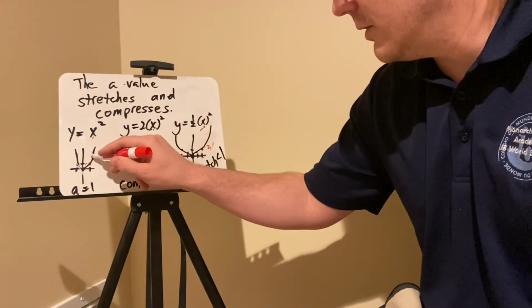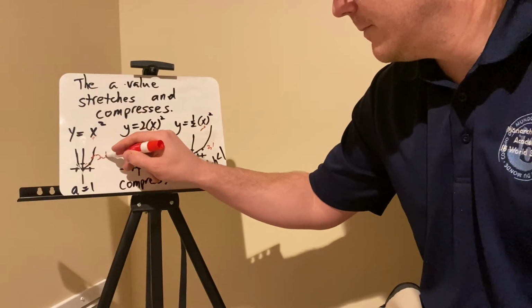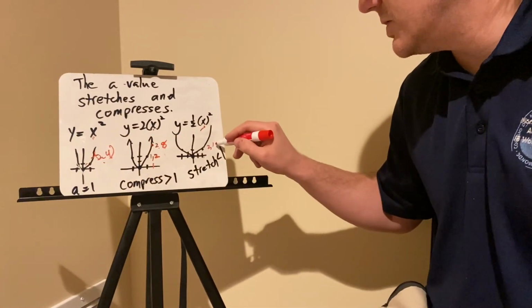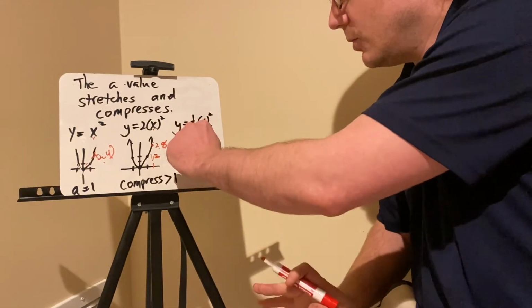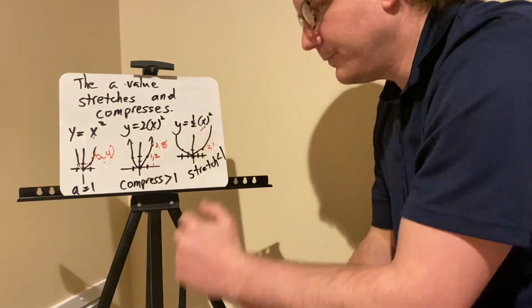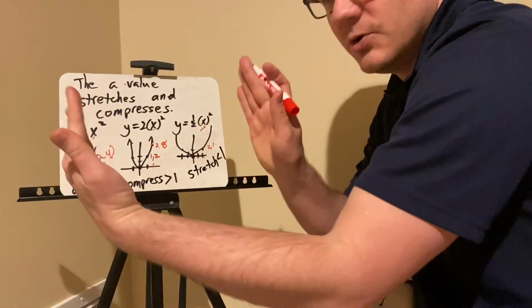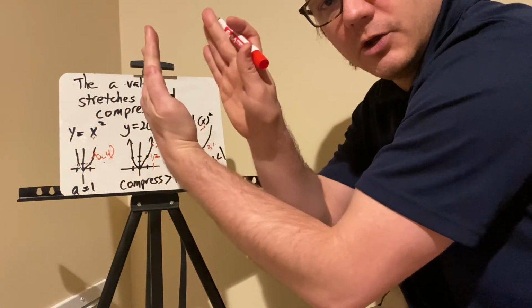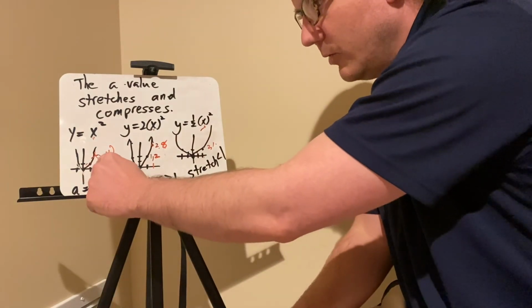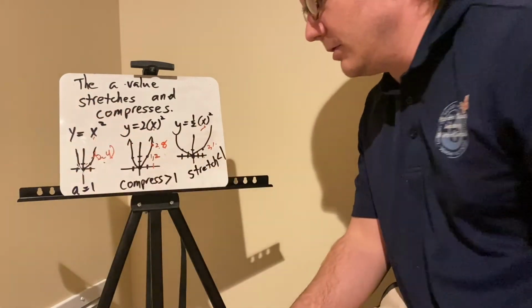Because over here, you're at 2, comma 4. So you can see if x is 2, you're at 4. If x is 2, you're at 8. If x is 2, you're at 1. So when your a value is less than 1, you stretch or widen. When your a value is greater than 1, you compress or narrow your parabola. And when your a value equals 1, this is just going to be your parent function.